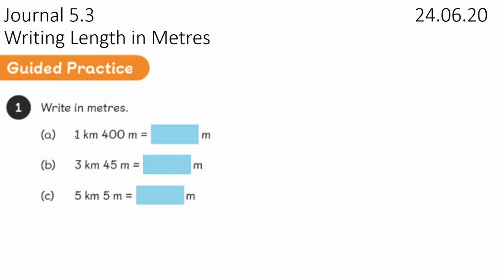So how are we going to convert these? So we've got 1 kilometre and 400 metres. I'm going to write the first one out in full, and then the rest, once you have done a few, you can kind of do them in your head. 1 kilometre and 400 metres. So we're going to change this 1 kilometre because we want it all to be metres. I'm going to change it into how many metres. So 1 kilometre is how many metres?